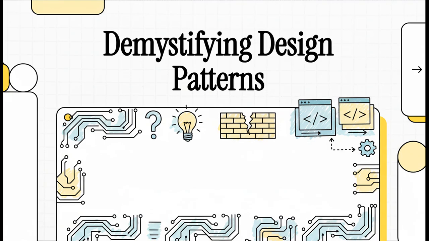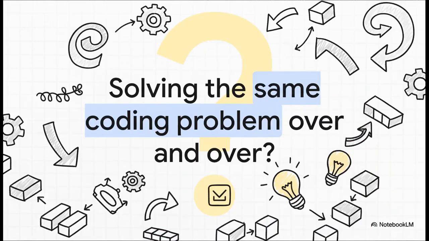Okay, so if you're a developer, you definitely know this feeling. You're deep in a project and you hit a problem that feels, well, just strangely familiar. It's that nagging feeling in the back of your head that says, wait a minute, I've solved this exact problem before. Right? Whether it's figuring out the best way to create a new object or trying to get two totally different parts of your system to talk to each other, these challenges just pop up again and again. And look, reinventing the wheel every single time is not just exhausting, it's really inefficient.